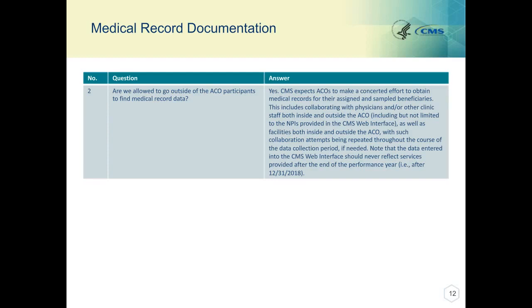This question is, are we allowed to go outside of the ACO participants to find medical record data? The answer is yes. CMS expects ACOs to make a concerted effort to obtain medical records for their assigned and sampled beneficiaries. This includes collaborating with physicians and or other clinic staff, both inside and outside the ACO, including but not limited to the NPIs provided in the CMS Web Interface, as well as facilities both inside and outside the ACO, with such collaboration attempts being repeated throughout the course of the data collection period if needed. Note that the data entered into the CMS Web Interface should never reflect services provided after the end of the performance year, for example, after 12/31/2018.